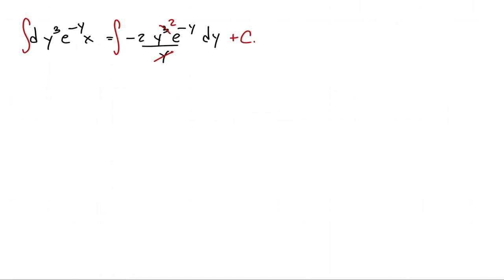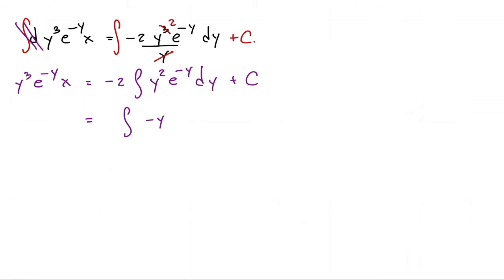Okay, so this cancels out, right? So we have y cubed e to the minus y x on the left hand side, and on the right hand side the integral: minus 2 integral of y squared e to the minus y dy plus c. Okay, and can I write it that way? It's the integral of minus y squared. Y squared and minus y squared are the same thing, right?